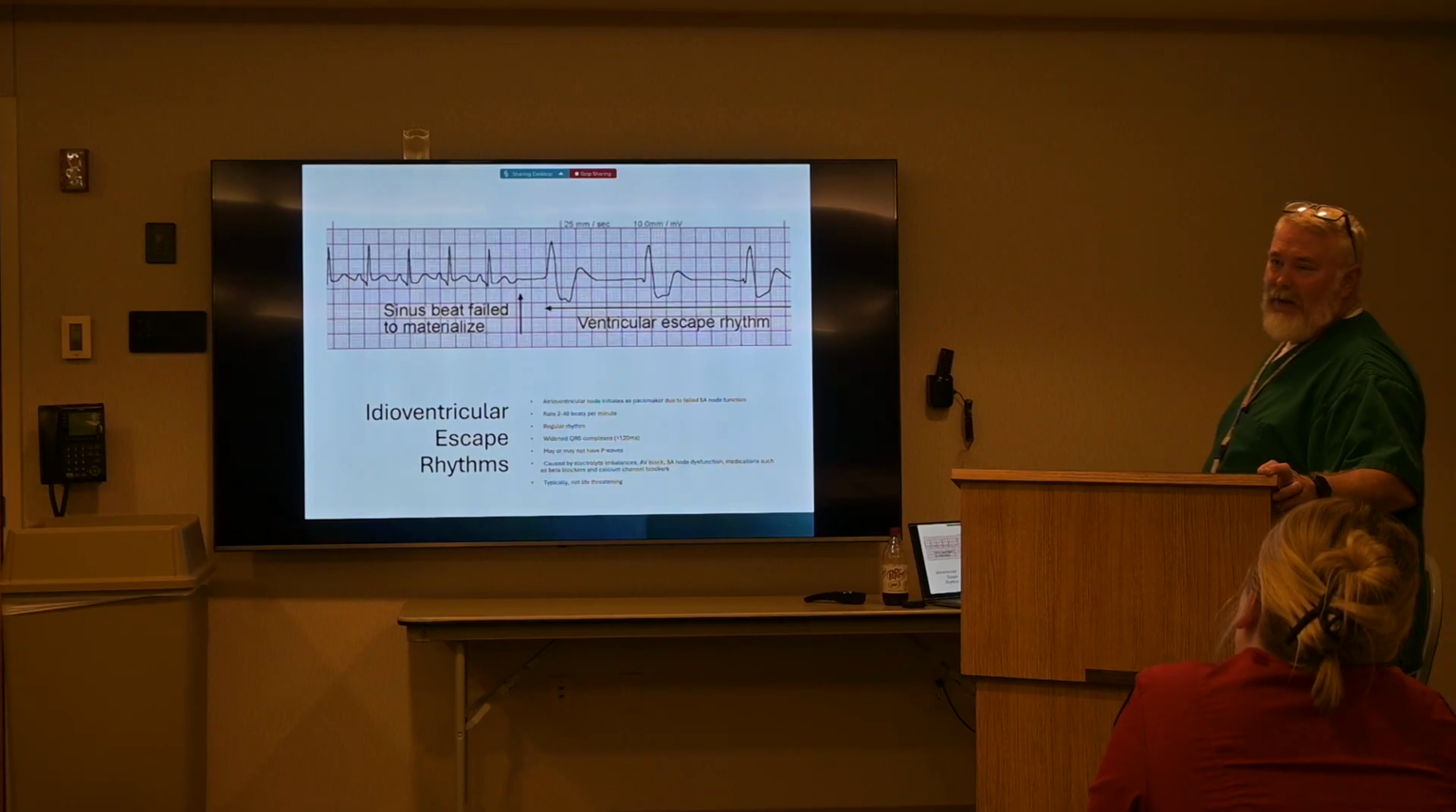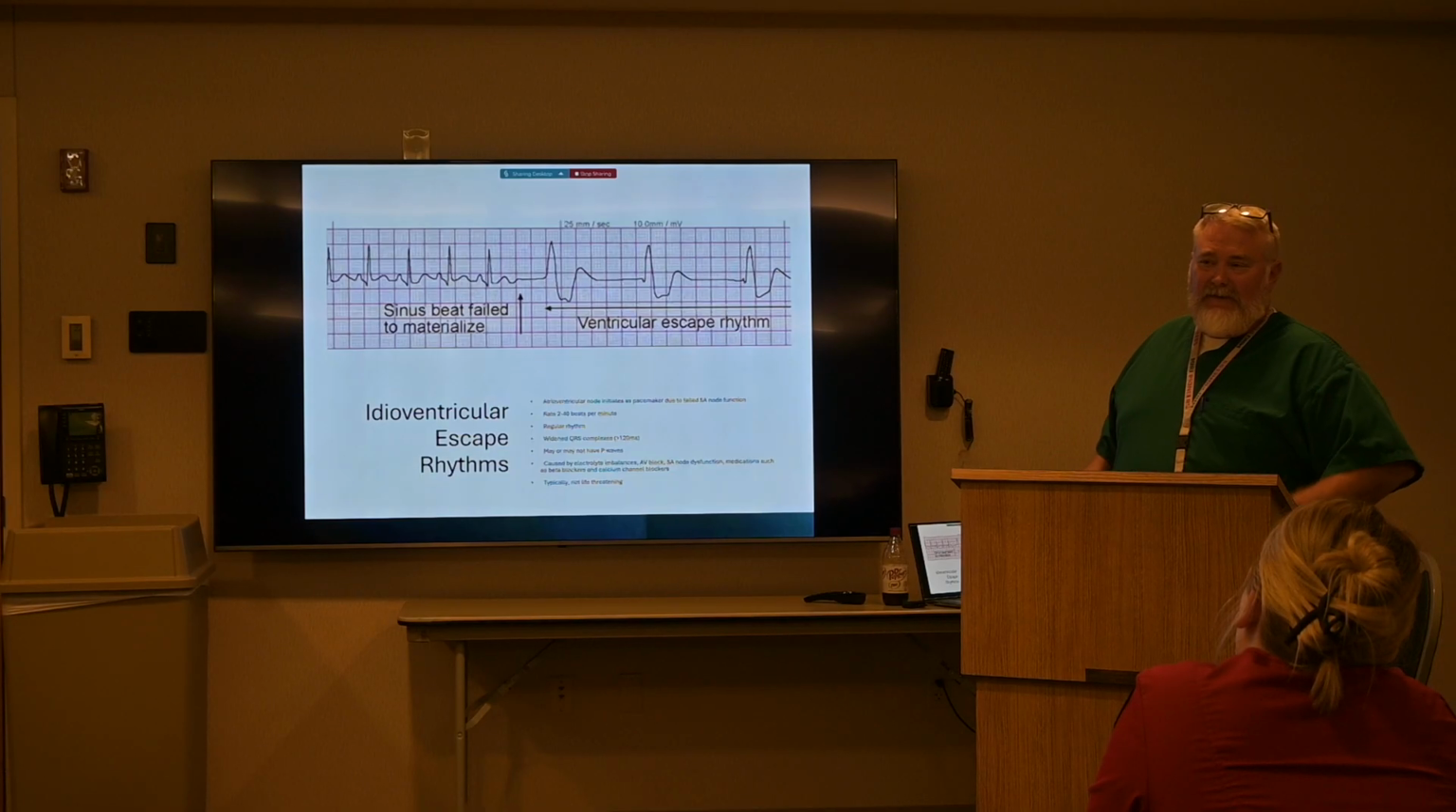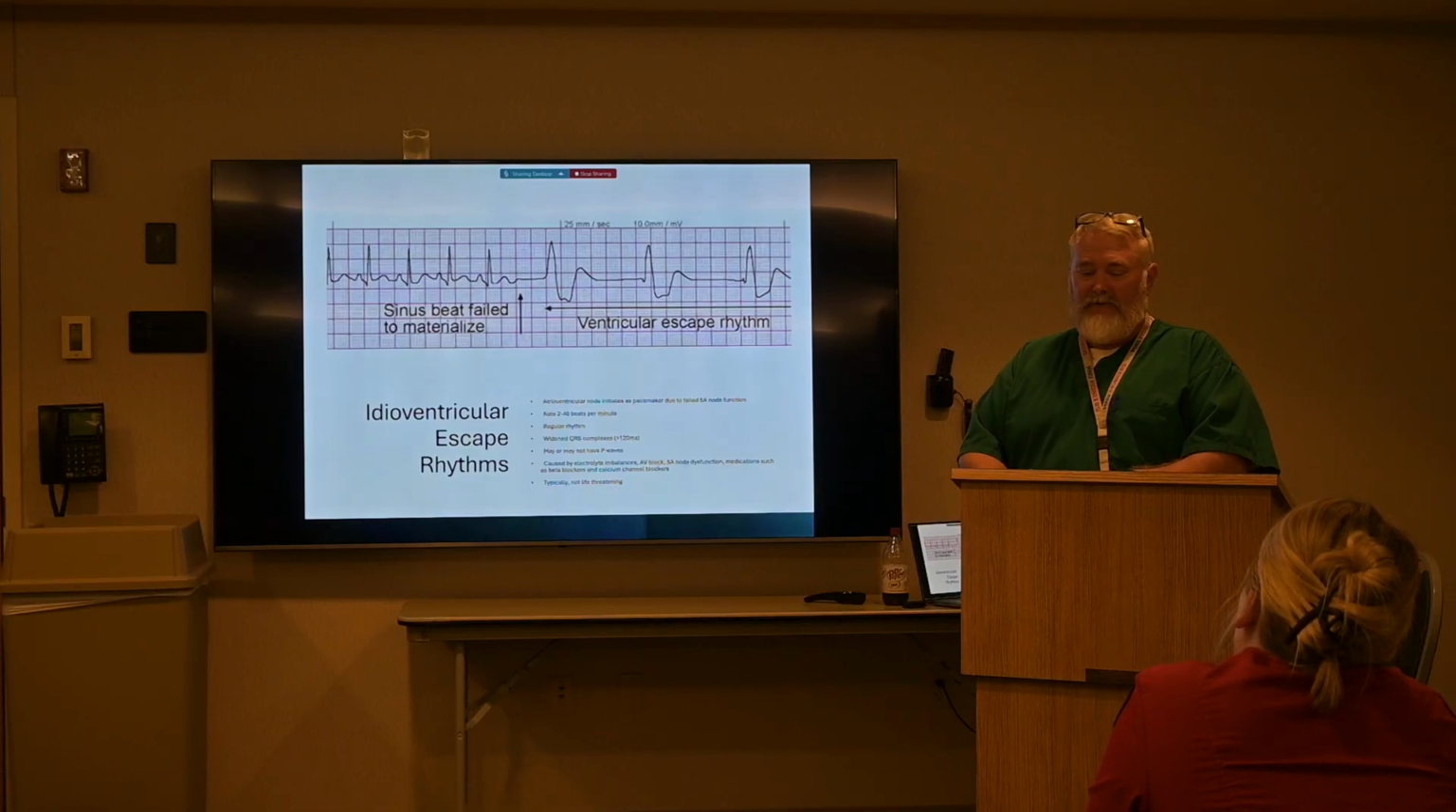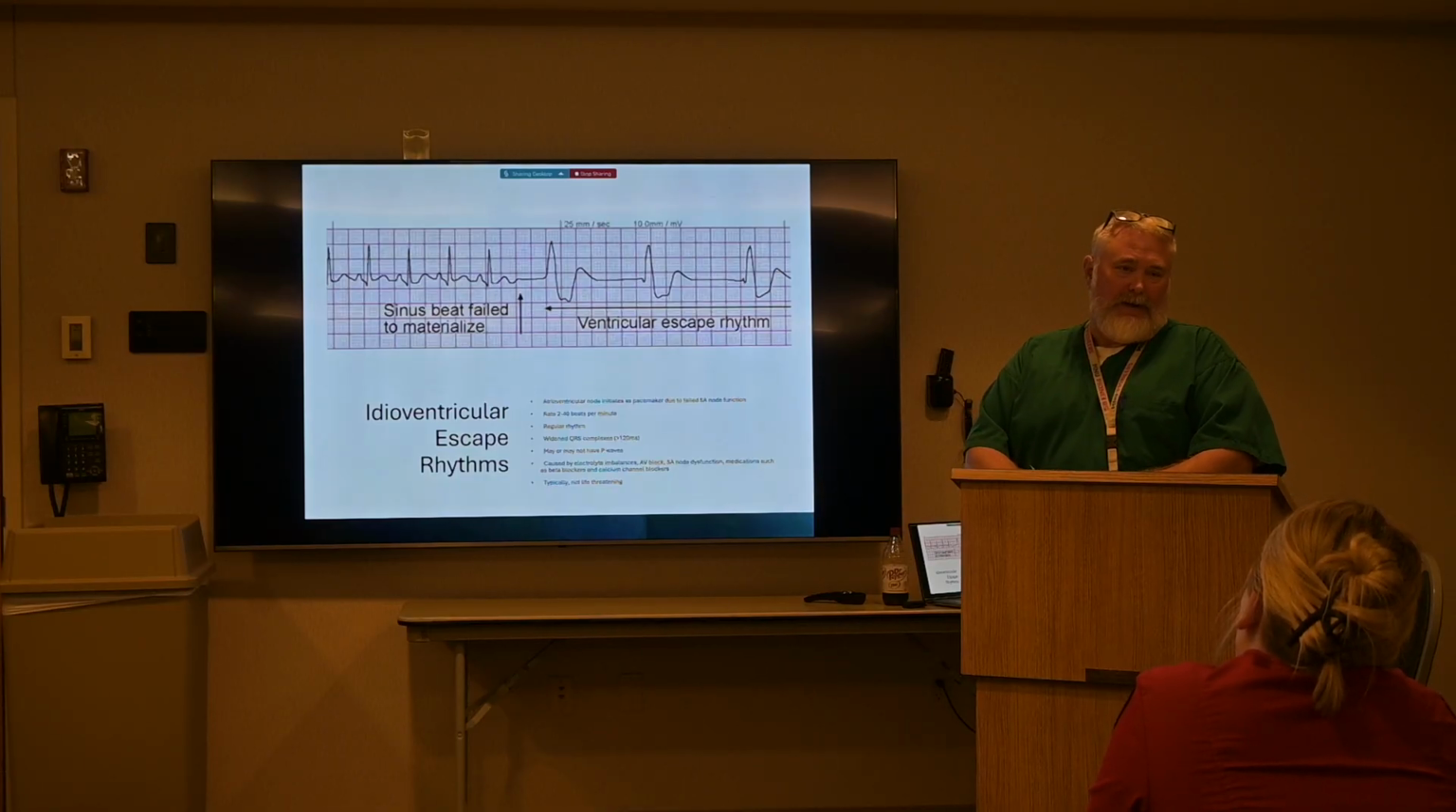Typically it's not life-threatening, but you can get pretty sustained and significant bradycardia sometimes with idioventricular rhythms, so you have to pay attention to those symptoms.